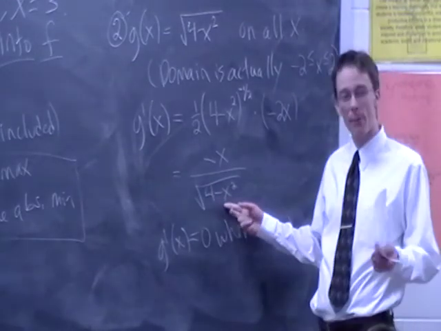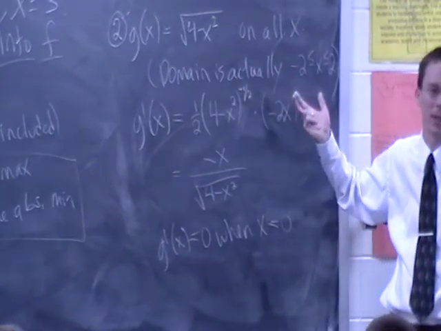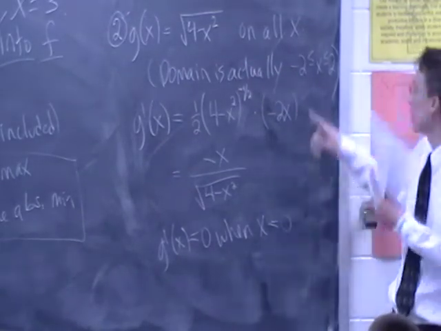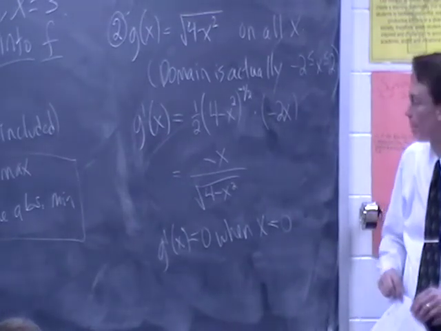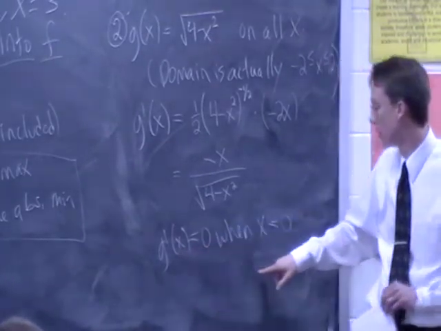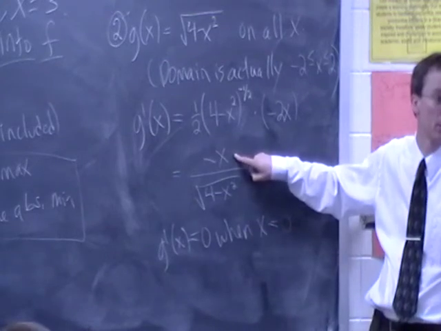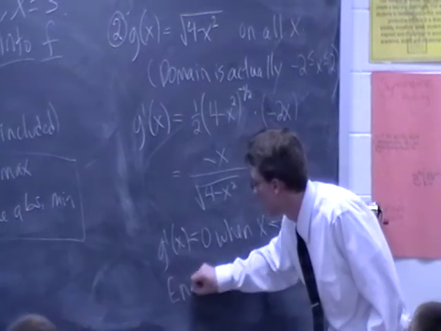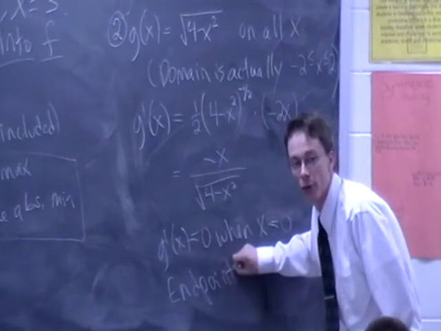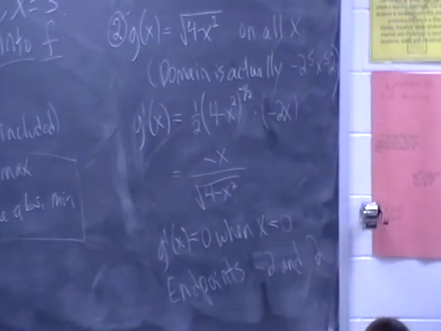When g prime's undefined, it starts being undefined at the endpoints, just like the original function started being undefined at the endpoints. So don't worry about anything beyond these. So let's just focus on endpoints again. g prime is 0 when x is 0, because if the top is 0, the whole thing is 0. So endpoints are negative 2 and 2, really. That's where the function starts and stops being defined. So those are x values to check as well.